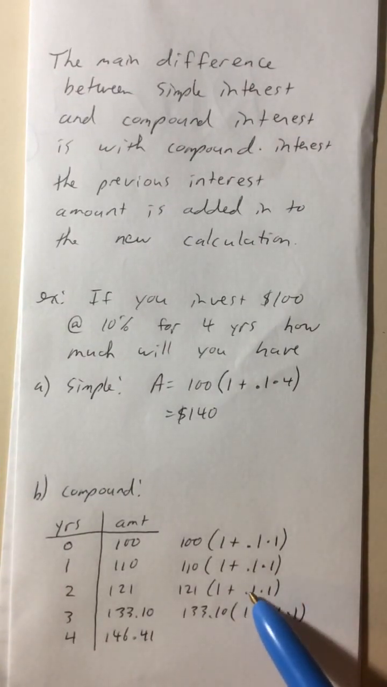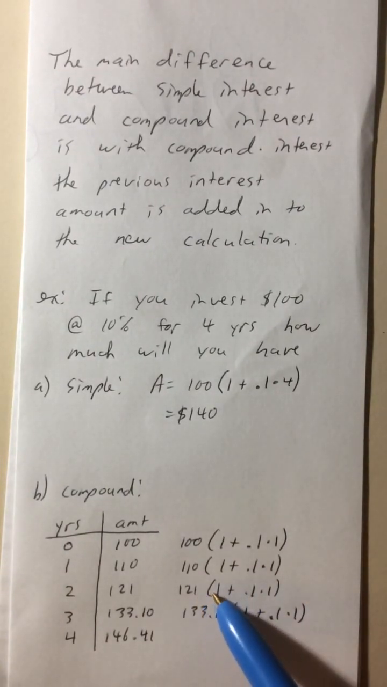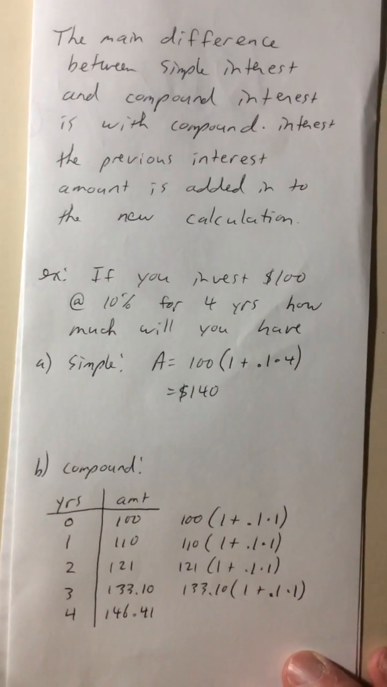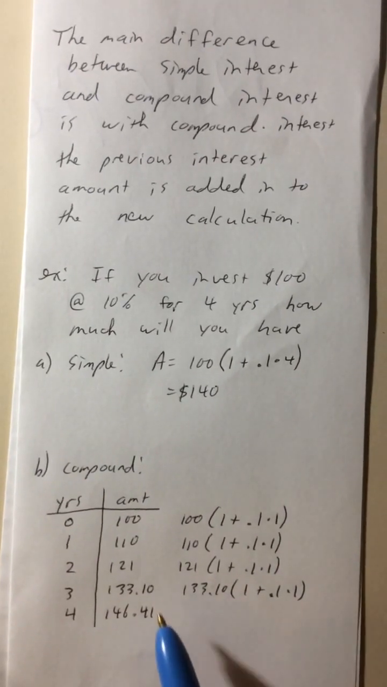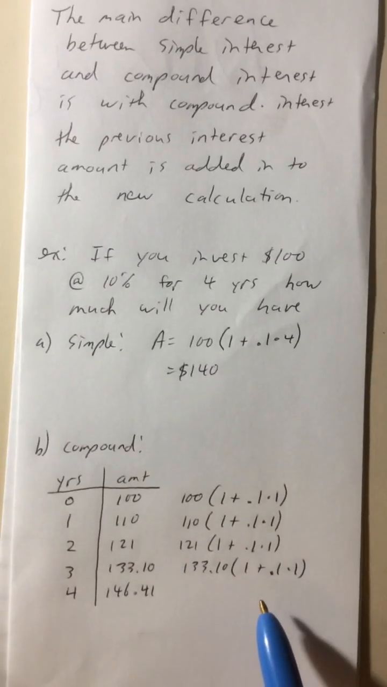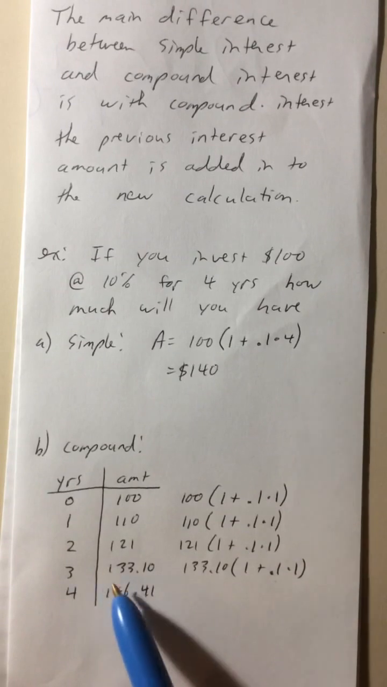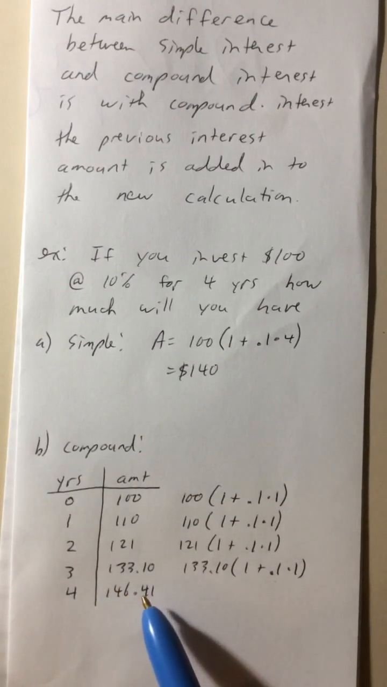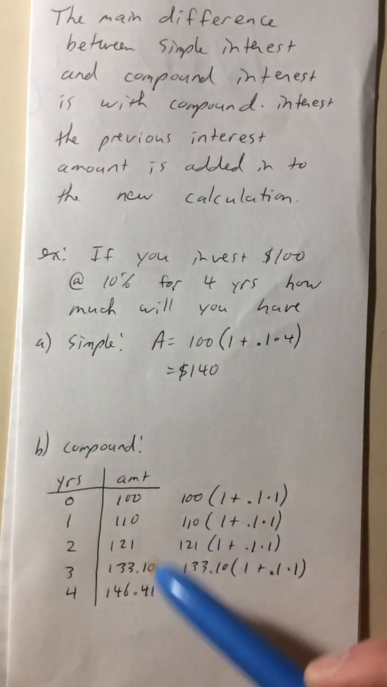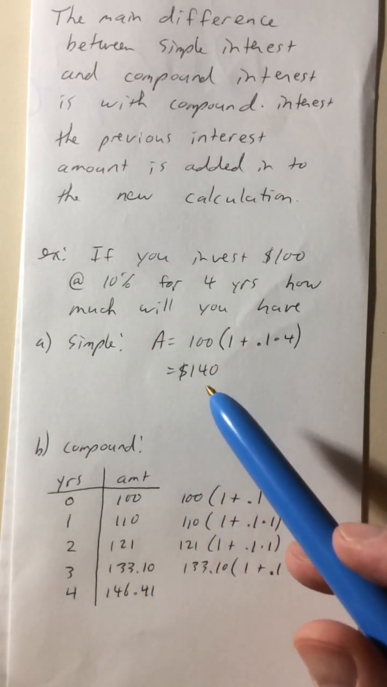So here we are, 10% of 121, that's what's going on here. And we're doing the same calculation as before. So at the end of 3 years, we have $133.10. We do it again. And at the end of 4 years, we have $146.41. So you can see that compound interest is better for us if we're making an investment, obviously, but not better for us if we're paying back a loan.